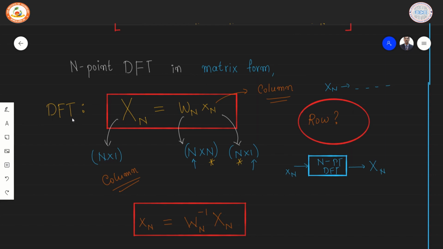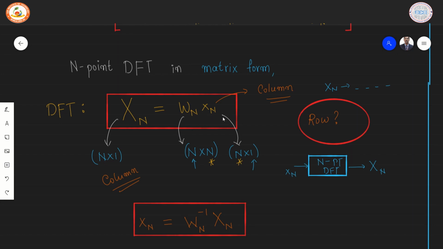The expression for the DFT becomes capital X of n, which is the output vector, a column vector, equals W of n, the twiddle factor matrix, which is n cross n, times small x of n, which is a column vector with n elements in it. This is the method of describing a DFT.